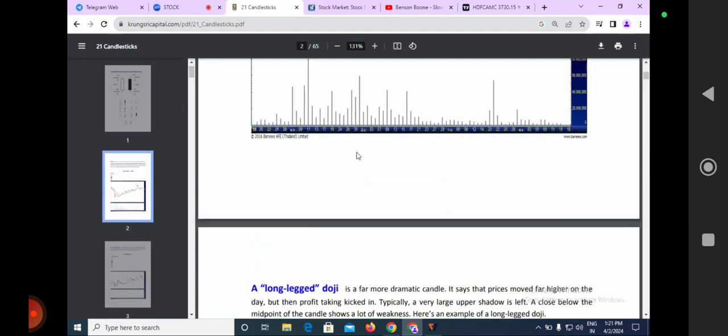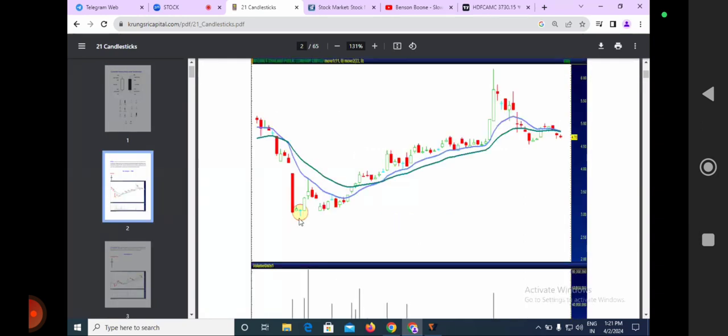Whenever you see a doji candle in any of the stocks, whether it is in a 1 minute time frame, or a 5 minutes, or a 15 minutes, and so on, you can expect the market to reverse in the coming hours.